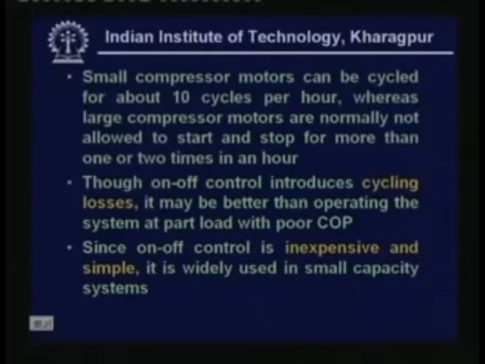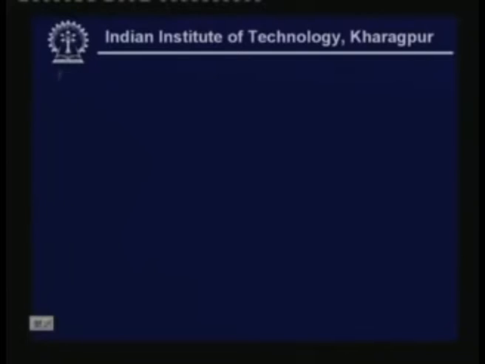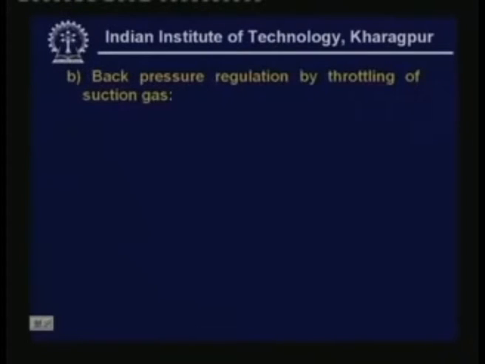Now let us look at the second method of capacity control. This is capacity control by back pressure regulation, by throttling of suction gas.